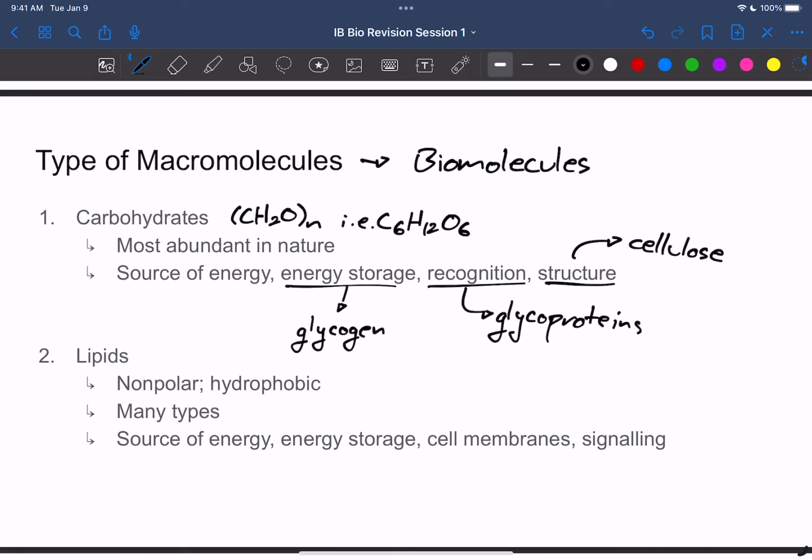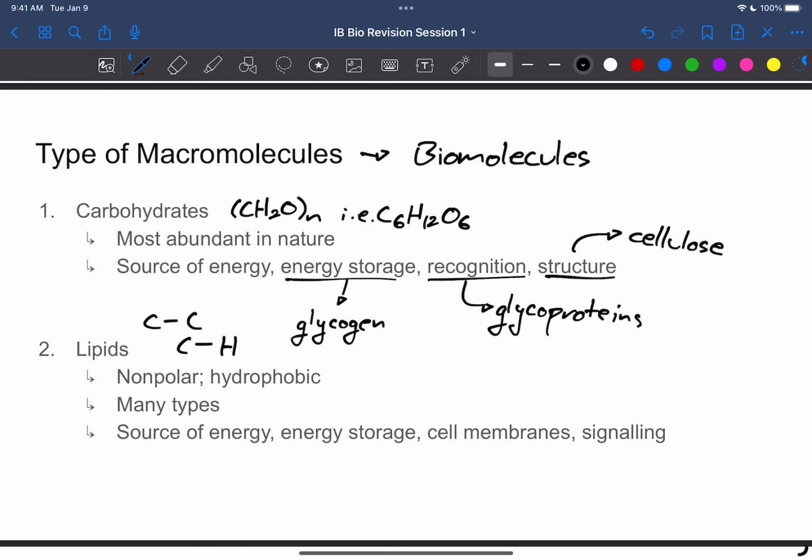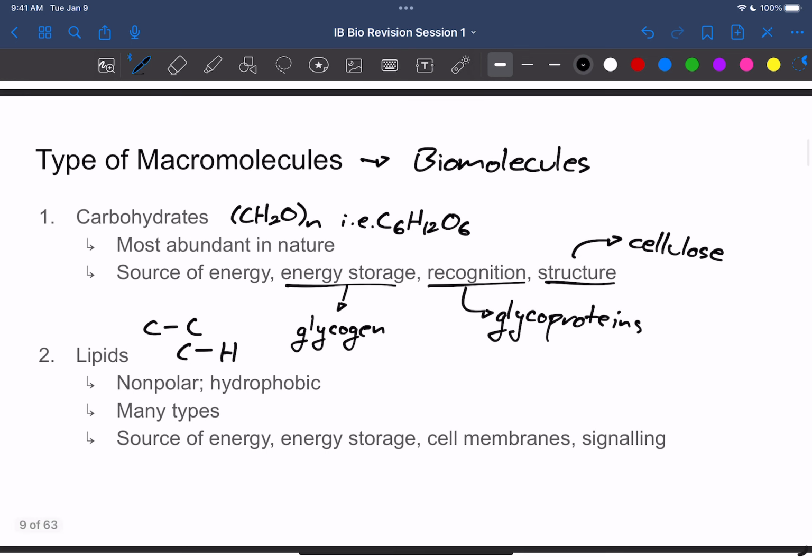Next, we have lipids. Lipids are nonpolar and hydrophobic. That's their characteristic. Their main bonds are CH, so carbon-hydrogen bonds, and also carbon-carbon bonds. Those are the main bonds that we see in lipids, and there are many, many types. So this makes them not necessarily a polymer because they're just so diverse.